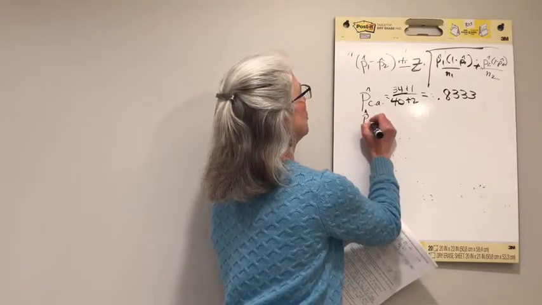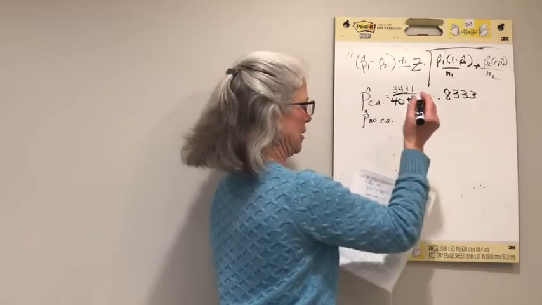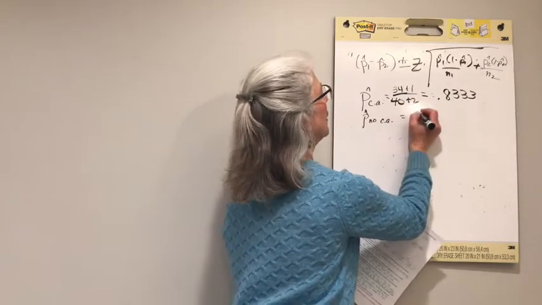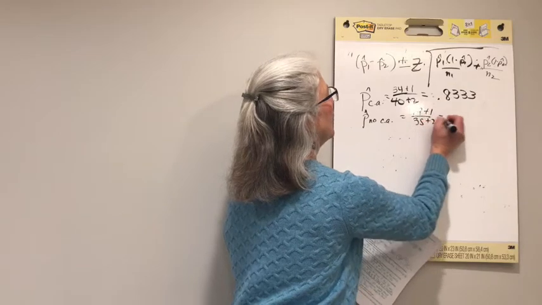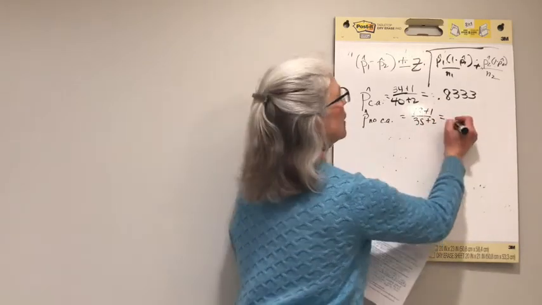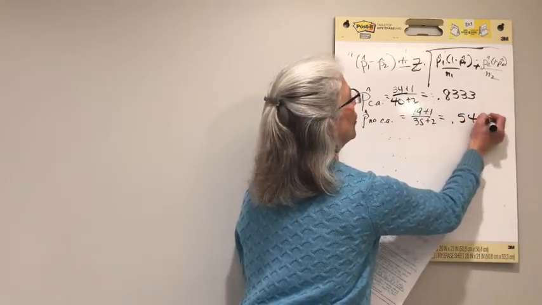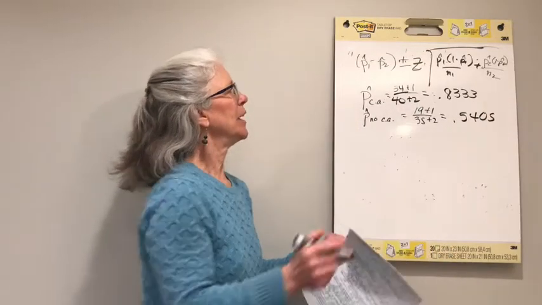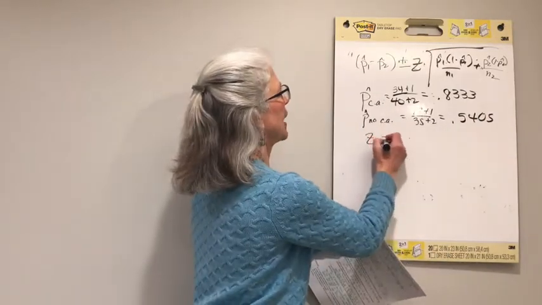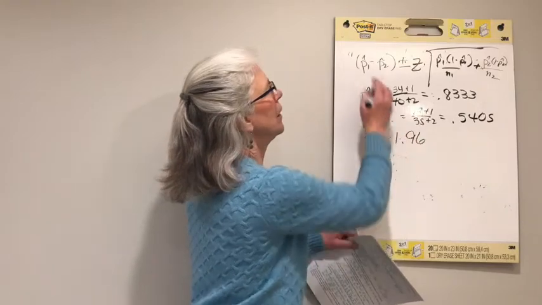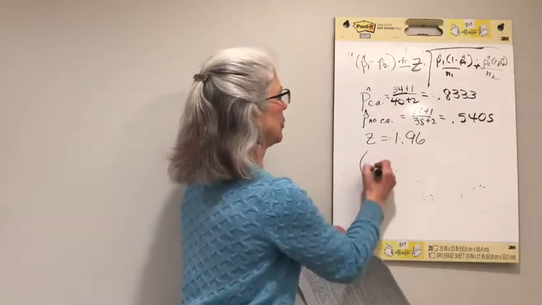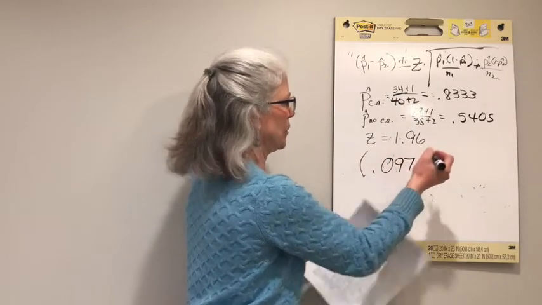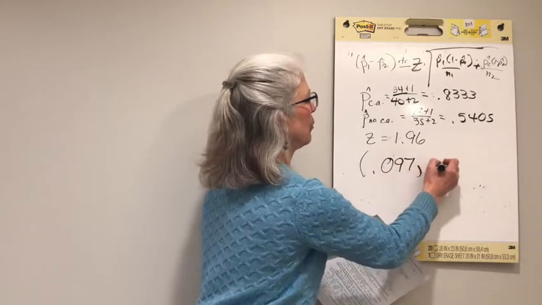The sample percent when there's no carbolic acid was 19 out of 35. Add 1 to the top and 2 to the bottom, and we get only 54% survived. And Z, if we want 95% confidence, is 1.96. So we'd fill all these things in, punch it all in our calculators, and we would end up with a confidence interval of 0.097 to 0.489.